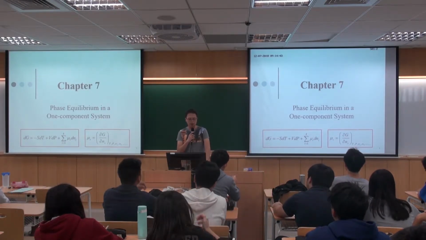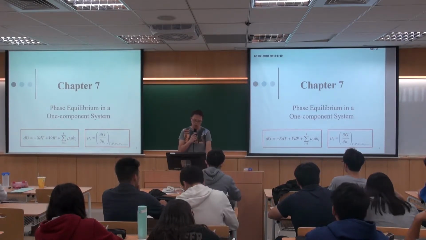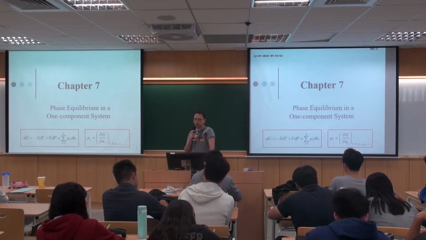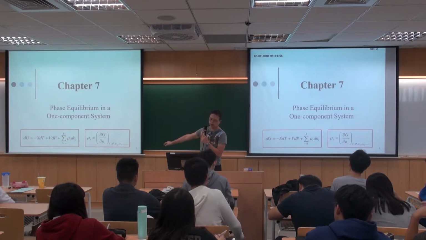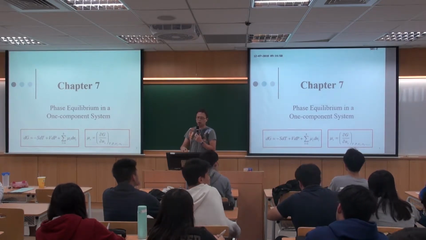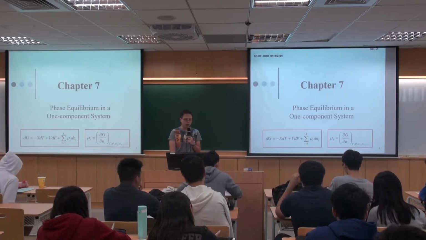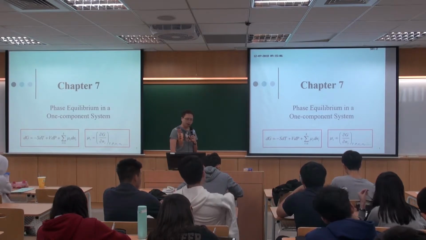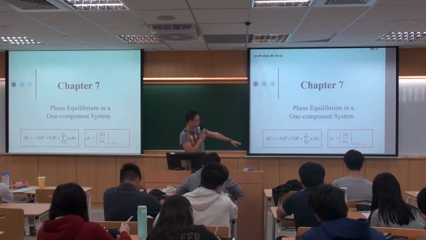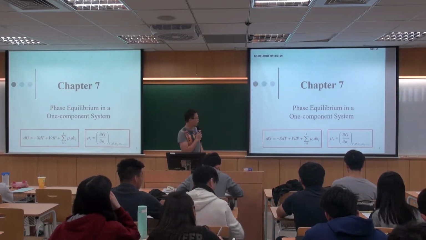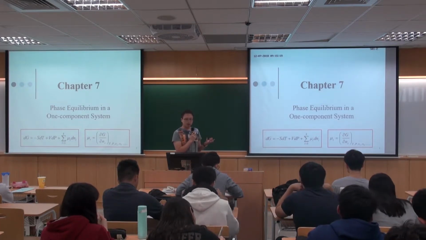Typically when we talk about one component system, we'll start from the system of a bunch of water molecules. But essentially for this chapter, the most important concepts are these 2 equations. We're going to talk about the phase equilibrium using the concept of Gibbs free energy, which we learned in chapter 5. And a slight change of Gibbs free energy, which is represented by dG, is the combination of minus SdT plus VdP.